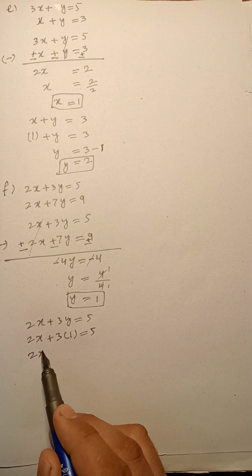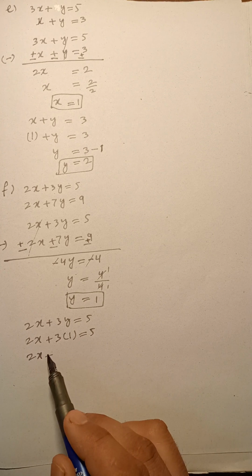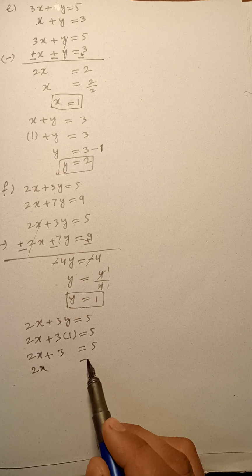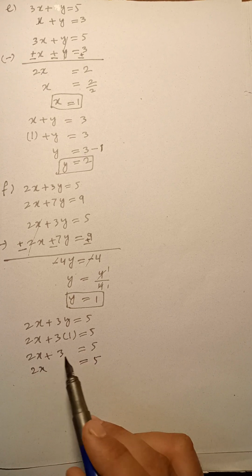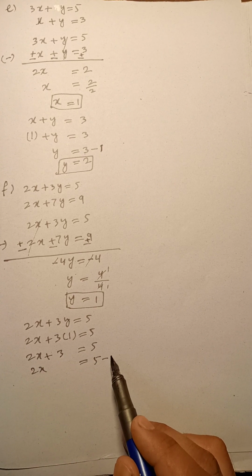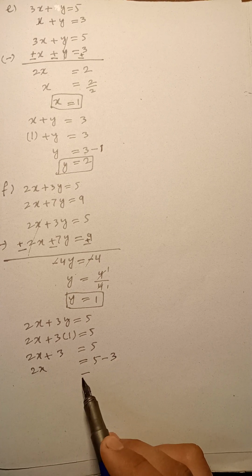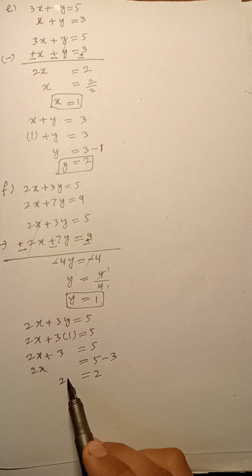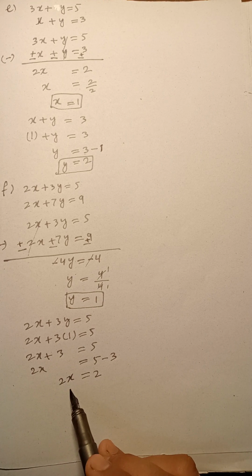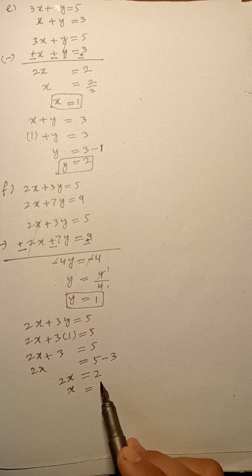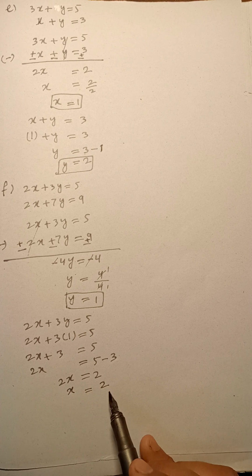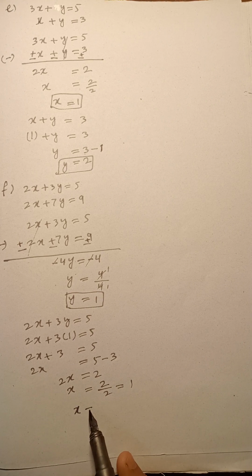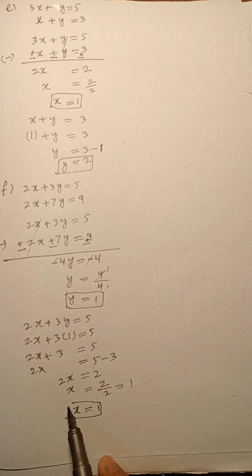Now subtract, so write 3 1s are 3. Now carry this 3 to the other side, it is adding here, it will be subtracted on the other side. After subtraction, 5 minus 3 is equal to 2. Now 2x is equal to 2, x will remain alone here, and 2 will be divided on the other side. After dividing, the answer is 1, so the value of x is equal to 1.